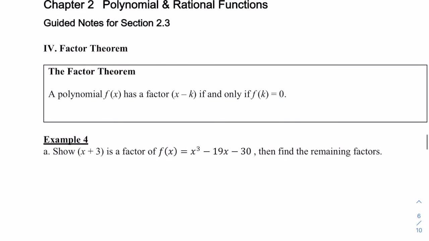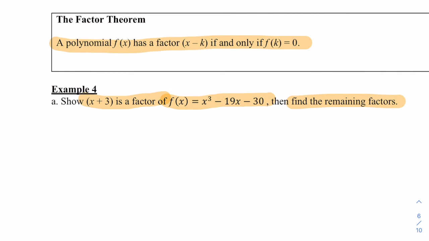Now let's look at the factor theorem. The factor theorem states, a polynomial f of x has a factor x minus k if and only if f of k equals 0. So what we want to do is factor x cubed minus 19x minus 30 and make sure we show that x plus 3 is a factor, then find the remaining factors. So if we have x plus 3, our k will equal negative 3.